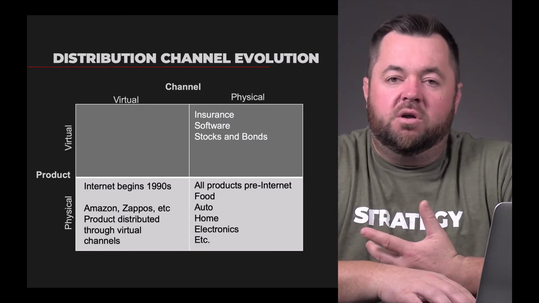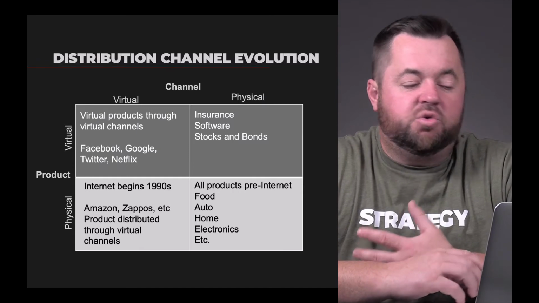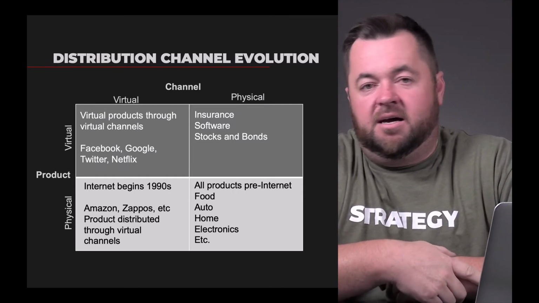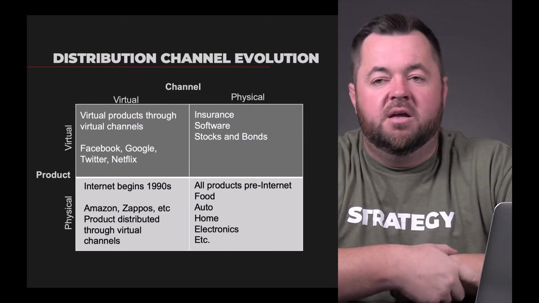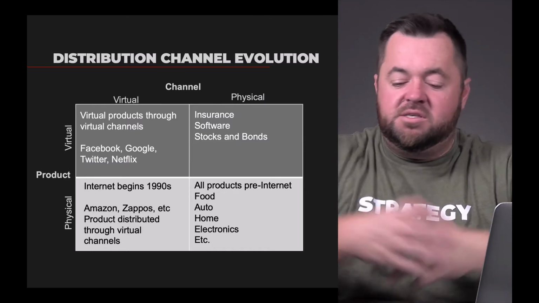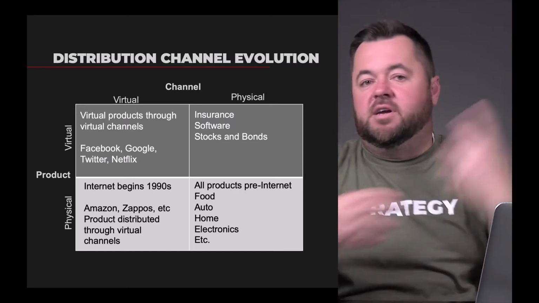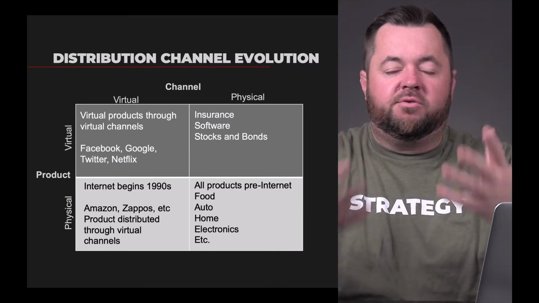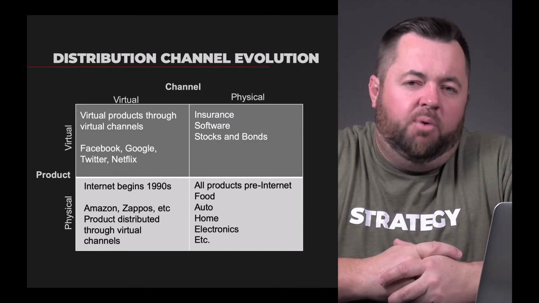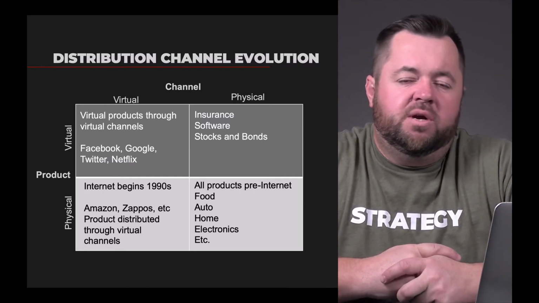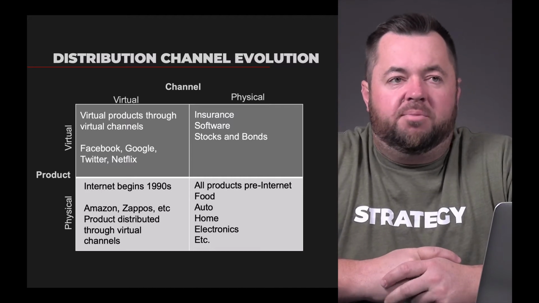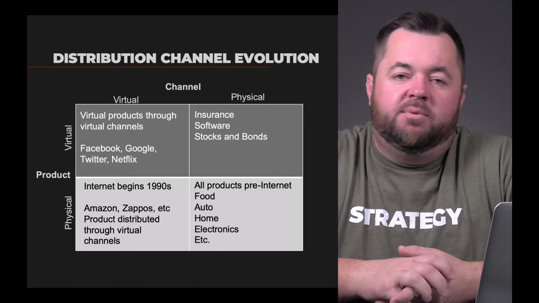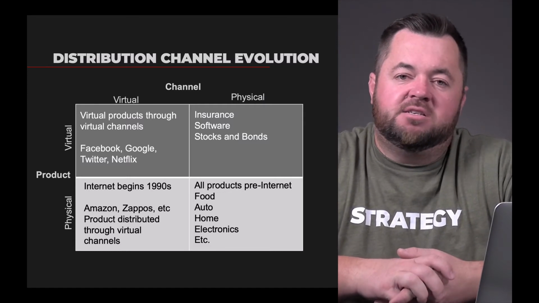And then the last category would be a virtual product being sold through virtual means. And so these are things like Facebook and Google and Twitter and Netflix. I mean, these are things where there is no tangible product, nothing ever gets shipped to our house, and we really only access them through the internet. And so it's important to understand this quadrant, this grid, because we market our product differently as we know what's available and how it's going to be received by the customer.